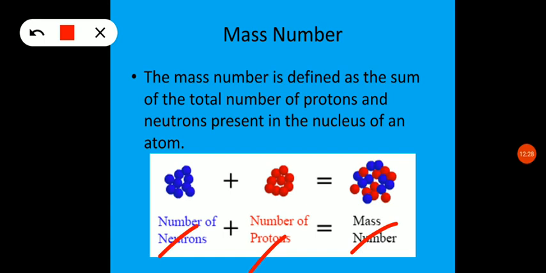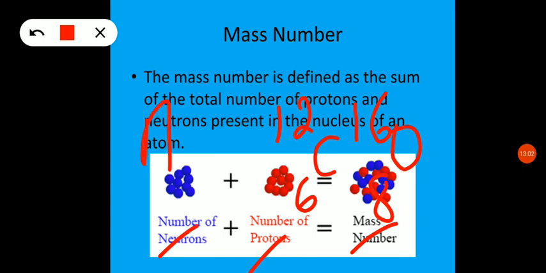So atomic number means the number of protons. Take for example carbon. Carbon atomic number is 6 and mass number is 12. And if you take oxygen, oxygen atomic number is 8 and mass number is 16. And if you take aluminium, atomic number is 13 and mass number is 27.